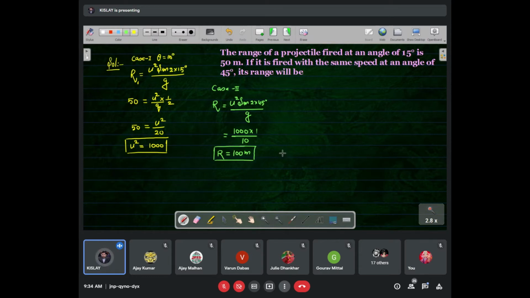In this way, you can solve the question. I'm just giving you 5 seconds to copy the concept. Please copy. Small questions of this type are asked in minor engineering exams.